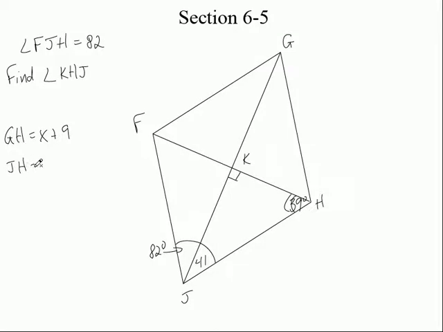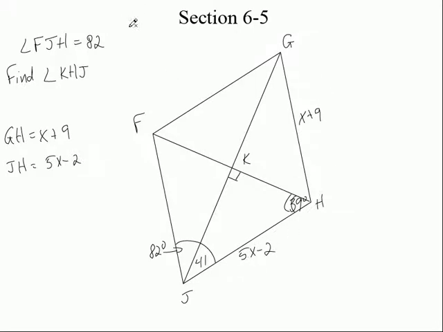All right, JH equals 5x minus 2. And then it says solve for x. Here we go, you ready? It says GH is x plus 9, so that would be this segment right there. That's x plus 9. JH was this one right here, which is 5x minus 2. And it says solve for x. What do we do with those two?